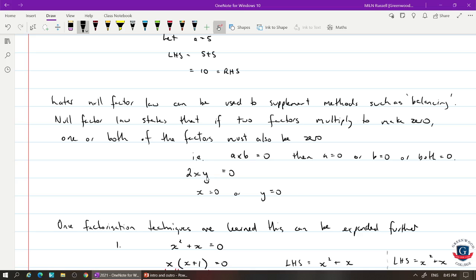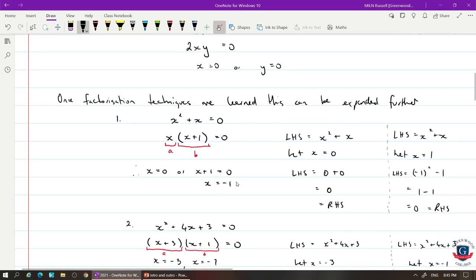2 times 0 times any number is still going to be 0. 2 times any number times 0 is going to be 0. Either x or y could be 0. We can then expand that into factorization techniques in quadratics and use it to solve equations to find unknowns that make the equation true. If we had x squared plus x equals 0, we could factorize out the x and we'll end up with x times x plus 1.